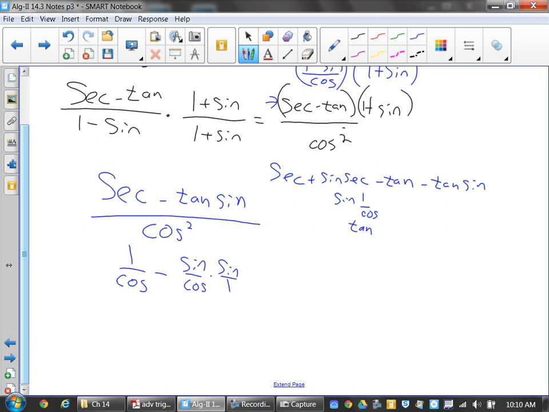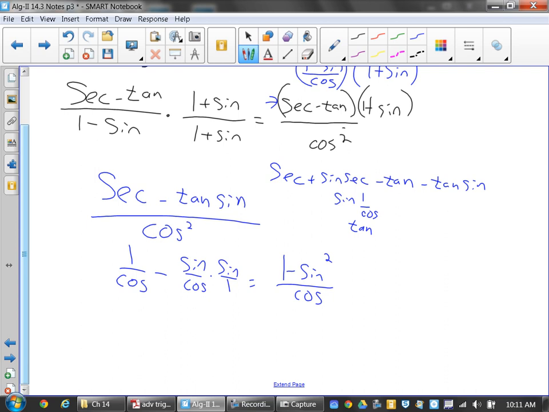So now the numerator is going to be 1 minus sine squared all over cosine, because they have a common denominator. You okay on that? That's just the numerator part. And then it's cosine's the answer though. We're getting there. We're getting there.